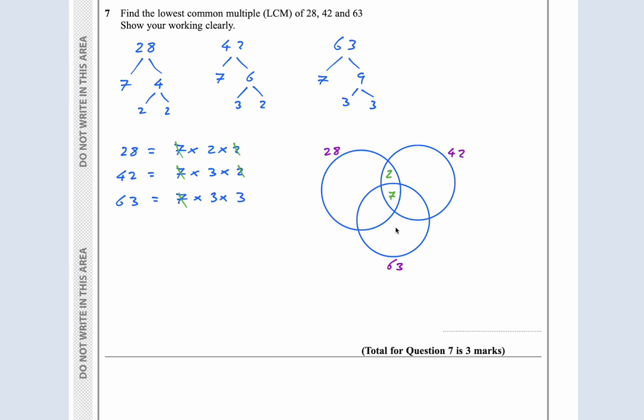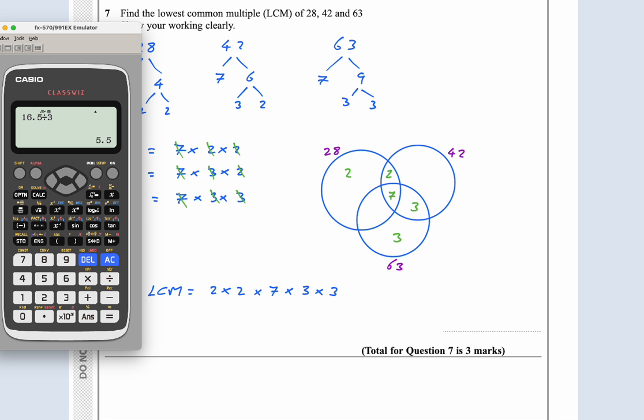Similarly, between 42 and 63, there's a common 3. So I put in a common 3 here. And then in 28, there's another 2 there. And in 63, there's another 3 here on its own. And then the LCM, the lowest common multiple, is equal to 2 times 2 times 7 times 3 times 3. You multiply all of these together. The highest common factor, by the way, is just the middle multiplied together, which is just 7.